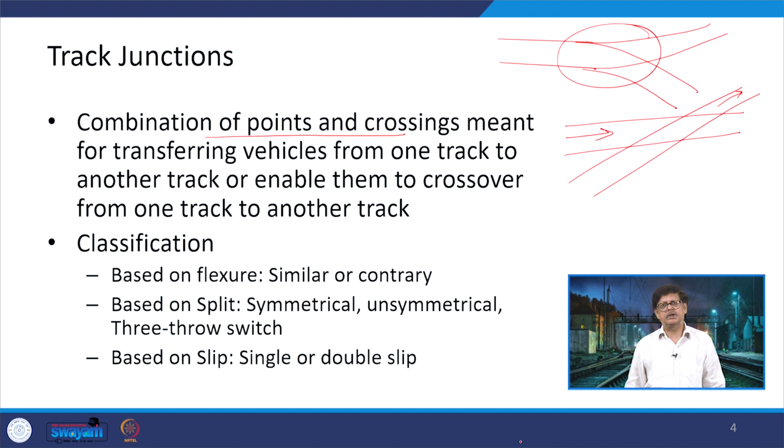Now, if we talk about the classification of these track junctions, it can be done on different bases. One of the bases is flexure. On the basis of flexure, it can be a similar or contrary flexure. Say if we take an example where from track 1 it has got diverted into 2 and 3, here the flexure is going in the opposite direction to each other. So, it is a contrary flexure condition.